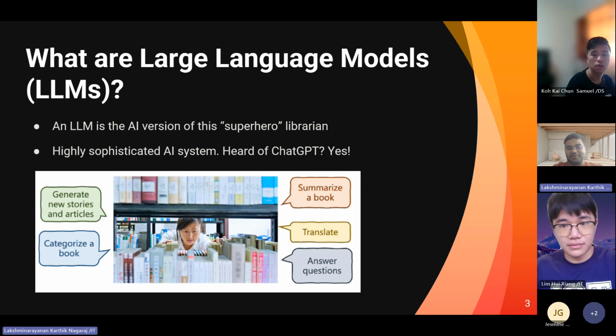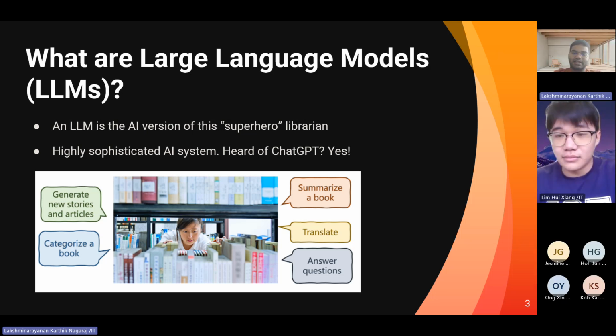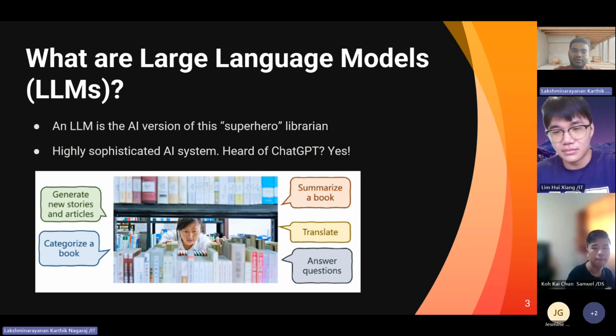You guys ever heard of ChatGPT? Yeah, definitely. Basically, it's something like that. Whatever question you throw, or anything relevant to the subject that the model has been trained on, it will be able to answer regardless of how you phrase the question. So that's kind of it. It will be trained quite a lot.